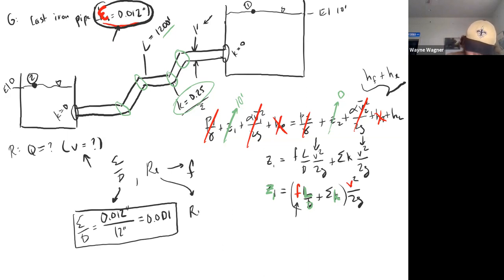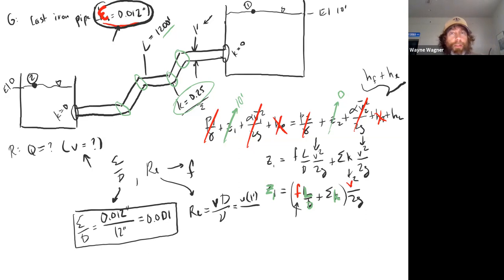Well, the Reynolds number equals the velocity in the pipe, and therein lies the rub, right? That's one of the things we don't know. Times the diameter over the viscosity of the fluid. So we're just going to have V times the diameter, which is 1 foot, divided by the viscosity.